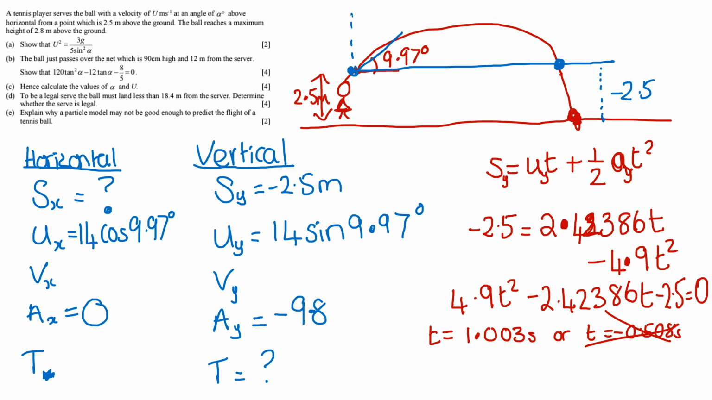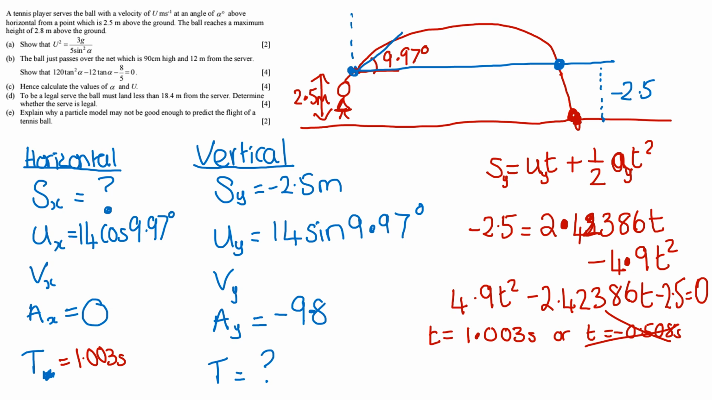Right, so we've got t now. So now I can put, because t is common, that's time, isn't it? So time will be common when it hits vertically, minus 2.5 meters, same for the horizontal. So we know that now is 1.003 seconds. So final step then.